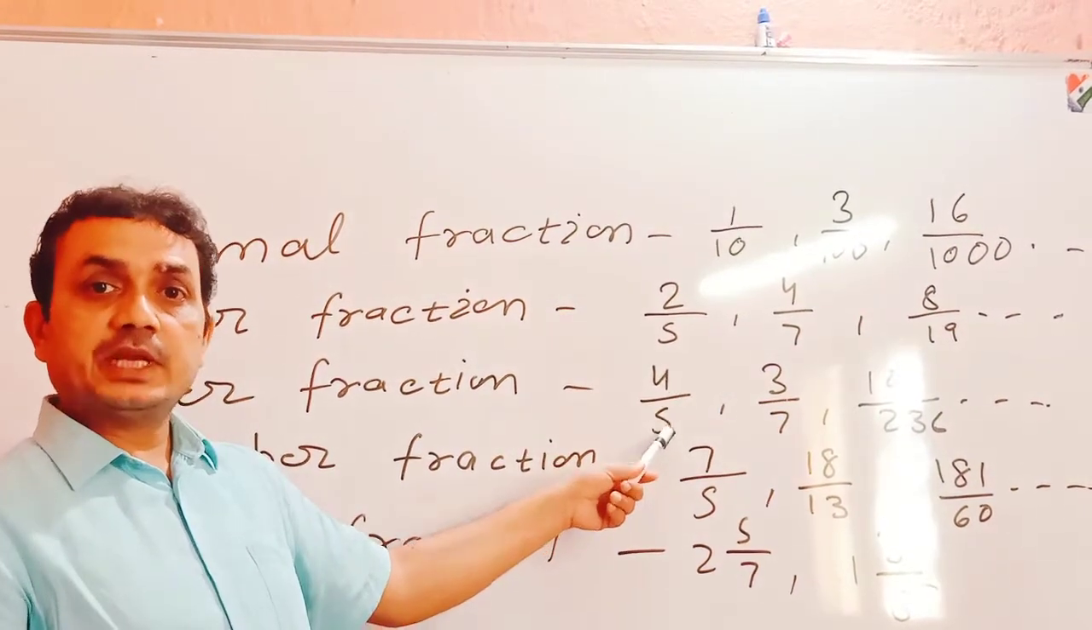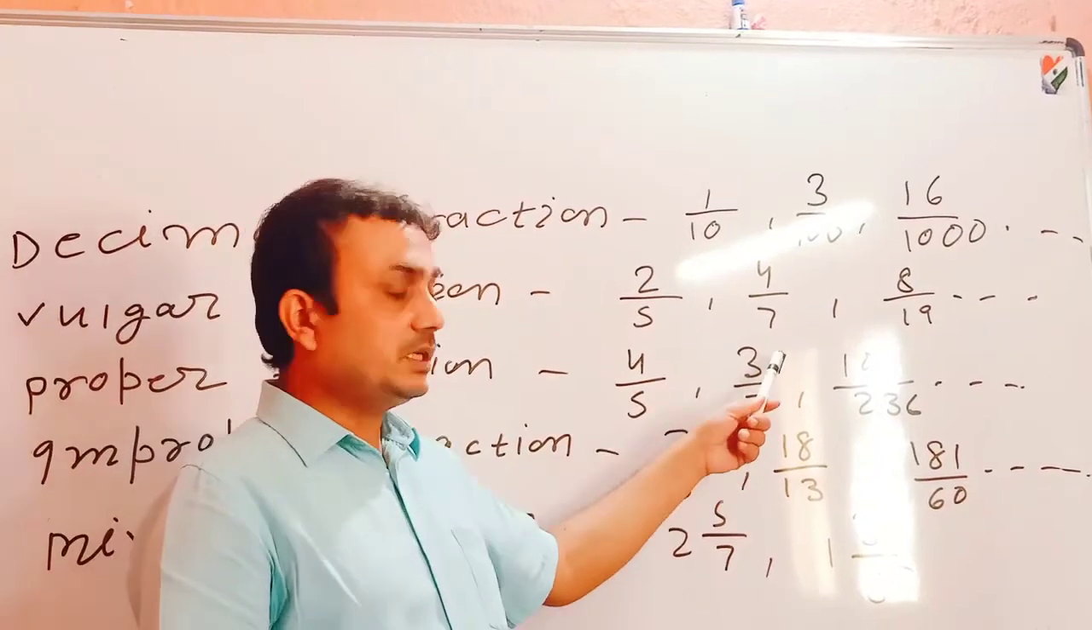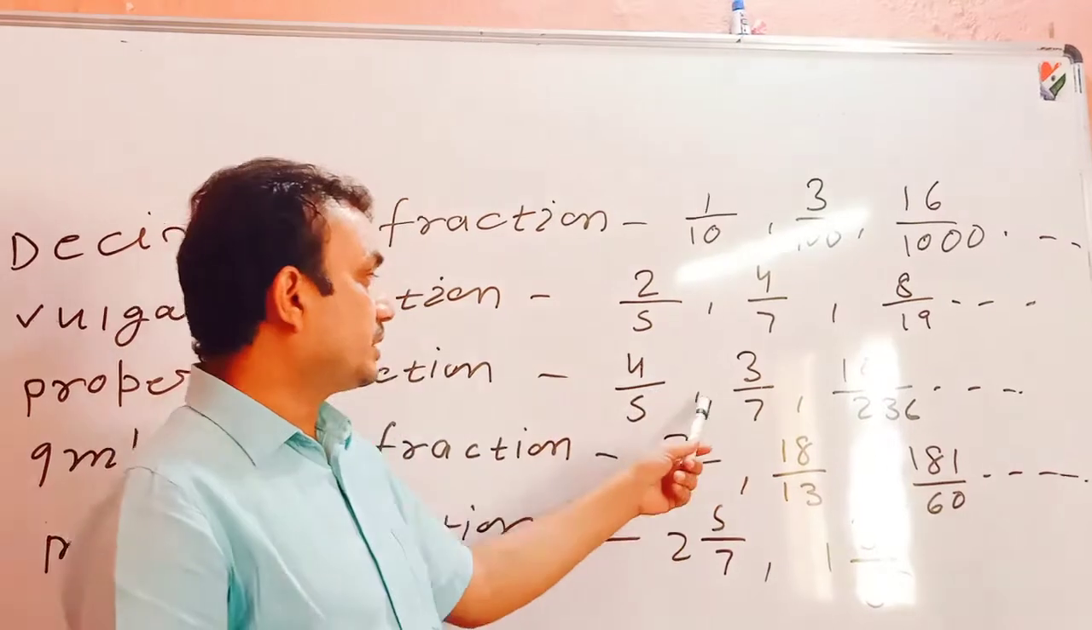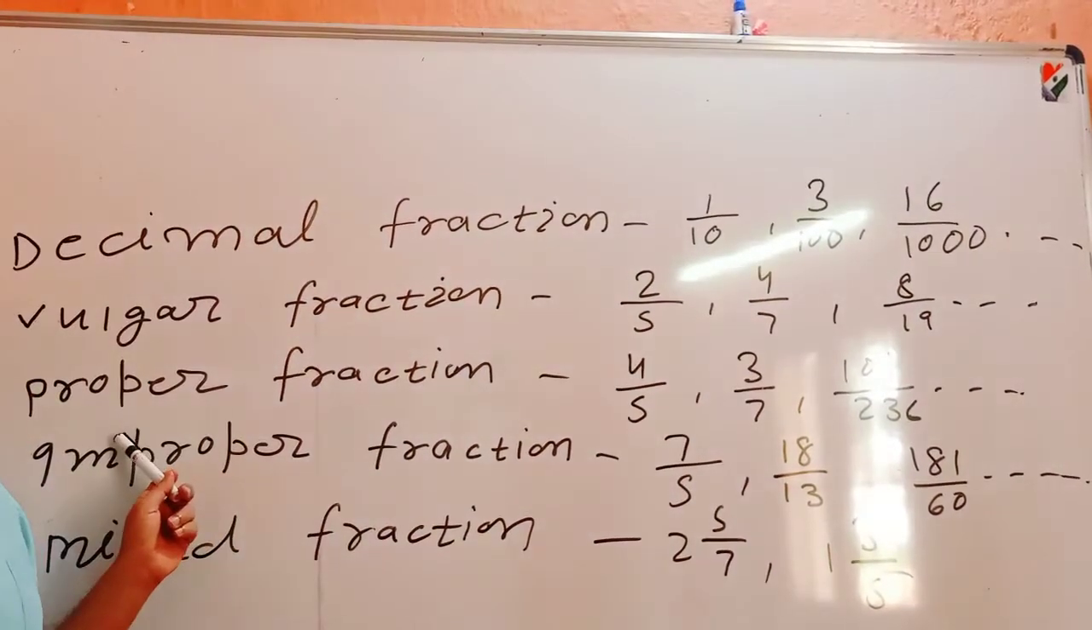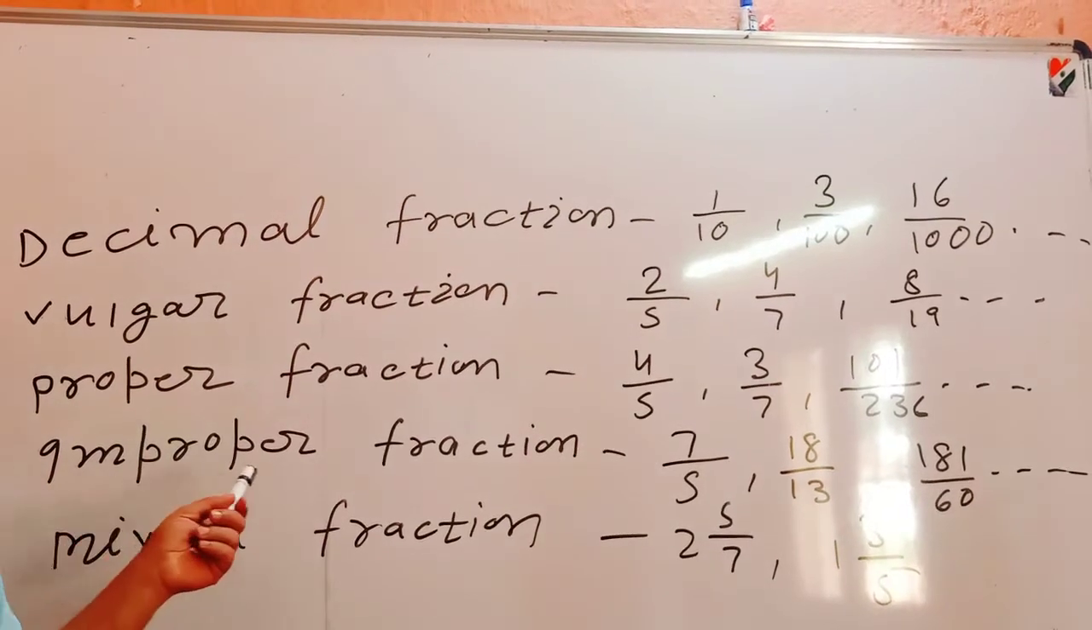This means the numerator is smaller than the denominator. For example, 3 by 7: 3 is smaller than 7. So these fractions are called proper fractions. Clear? I have explained this earlier.